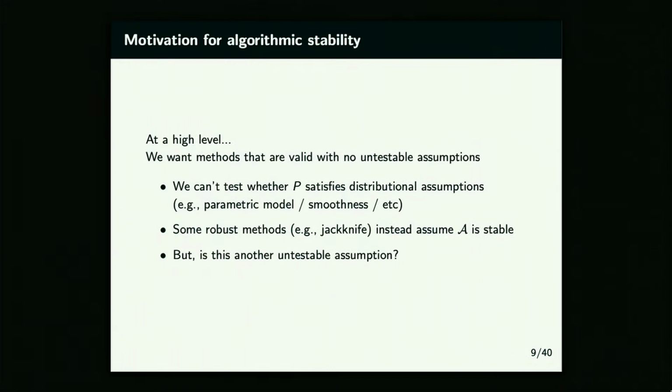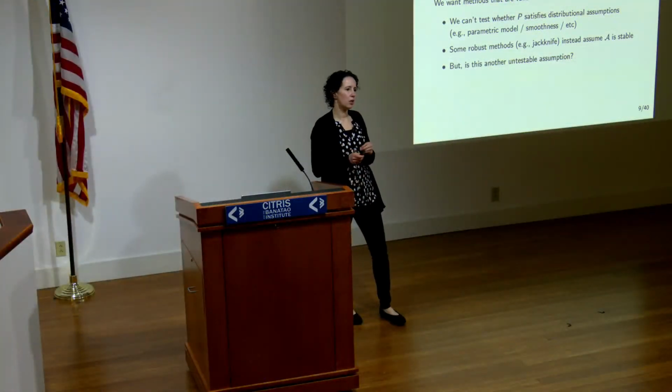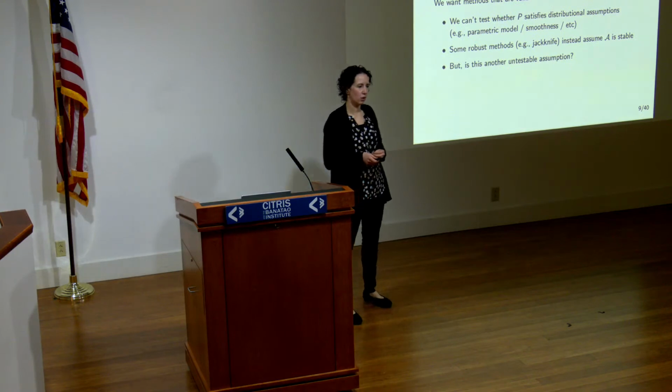So one reason I think that stability is such a nice framework is that it's an assumption on the algorithm, which is in my control. I can choose to use an algorithm that has good stability properties. I cannot choose to be analyzing real data that has smoothness or has linearity, because that choice is made by nature. So it's nice to be able to replace distributional assumptions with stability assumptions, because it's more under my control whether those hold or not.